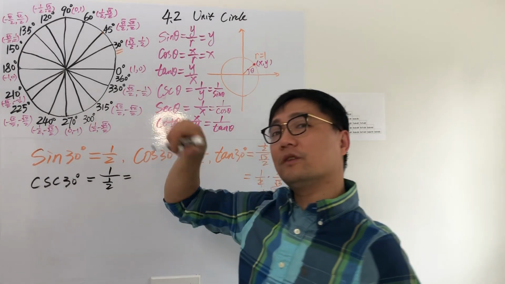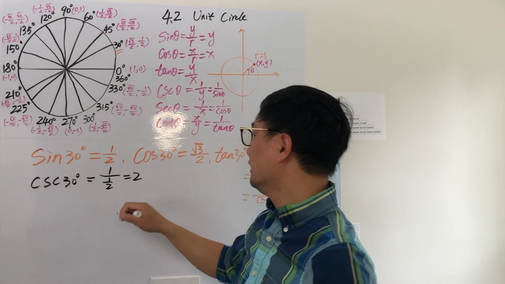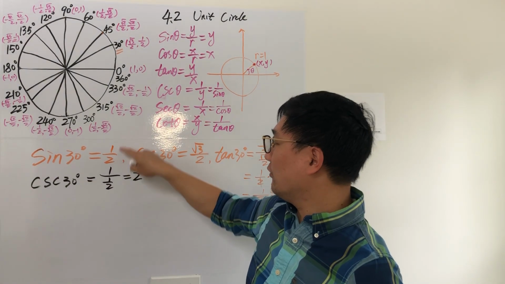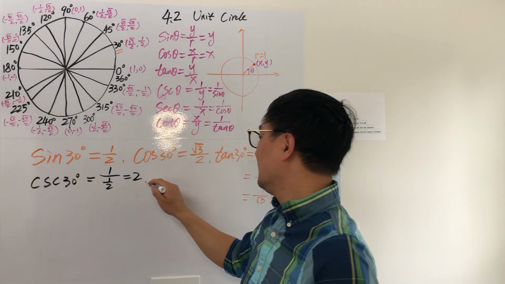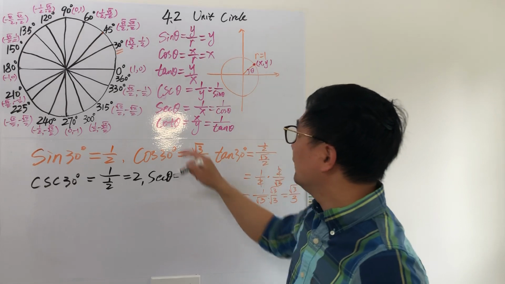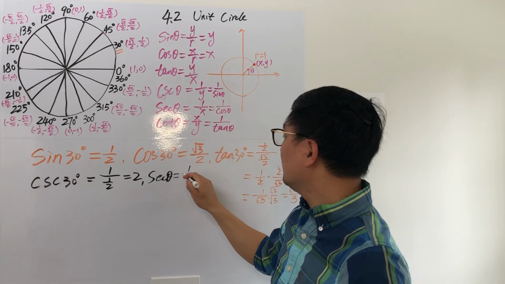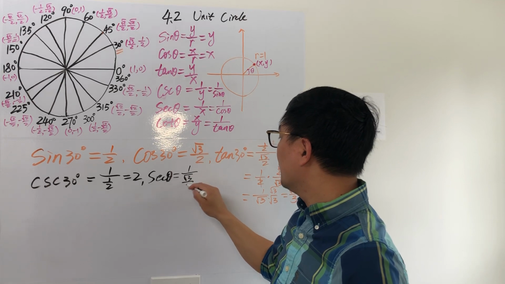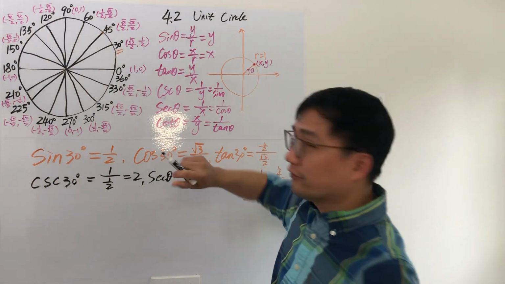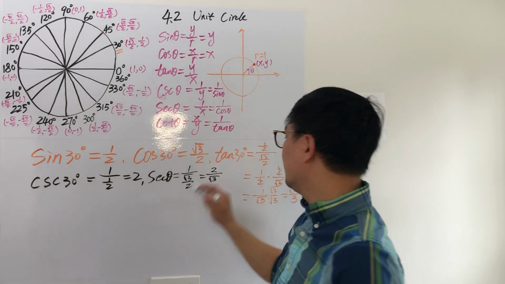Then 1 over 1/2, that means change to 1 times 2. That's why it's 2. And also you can flip the sign, and then you can just say 2 over 1, that means 2, right? So how about secant? Based on the definition, secant is 1 over x. That means 1 over radical 3 over 2, because x is radical 3 over 2. That also means if you flip, change to 2 over radical 3 over 2, right?